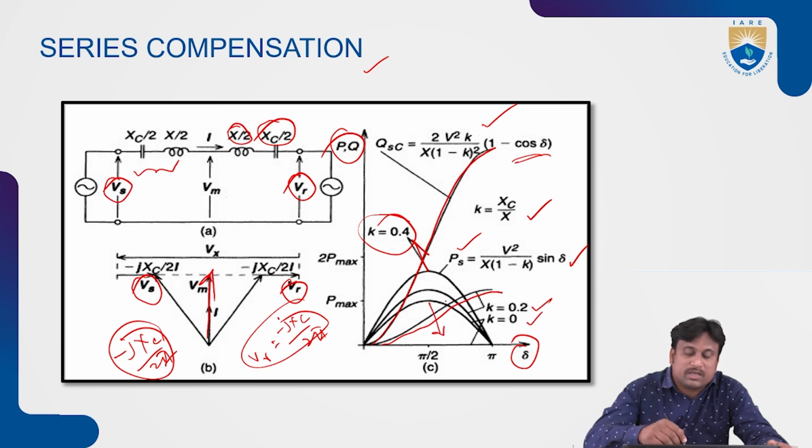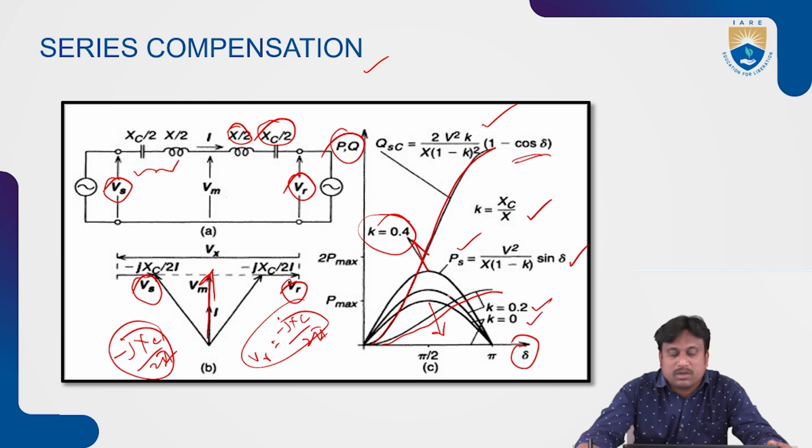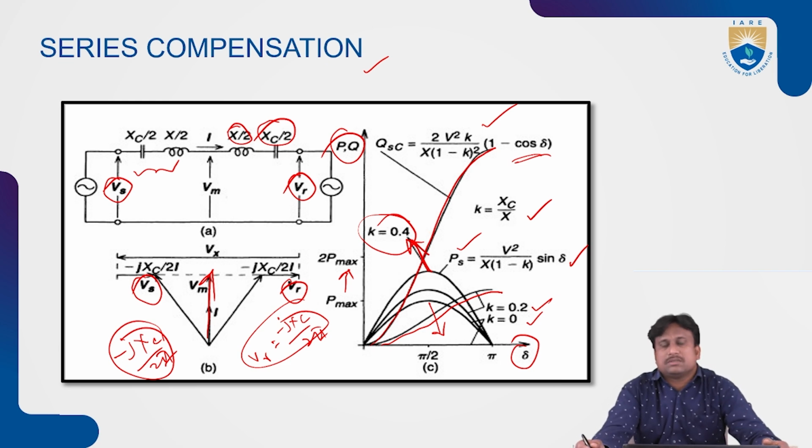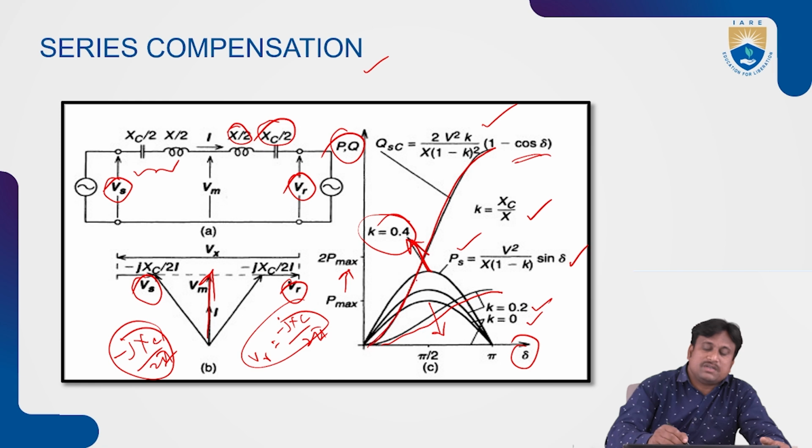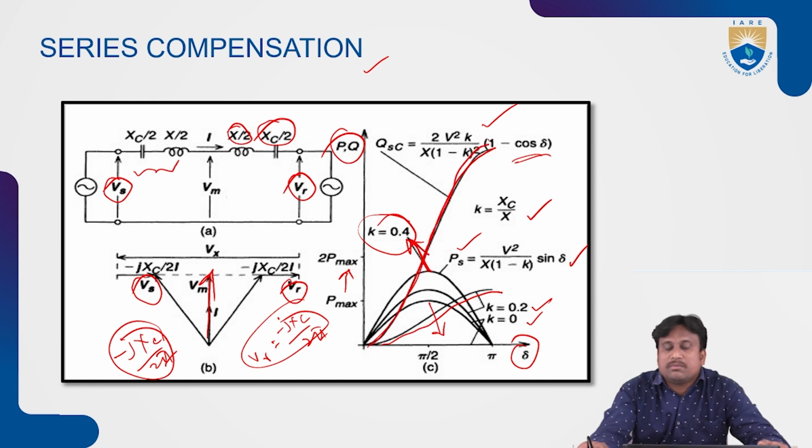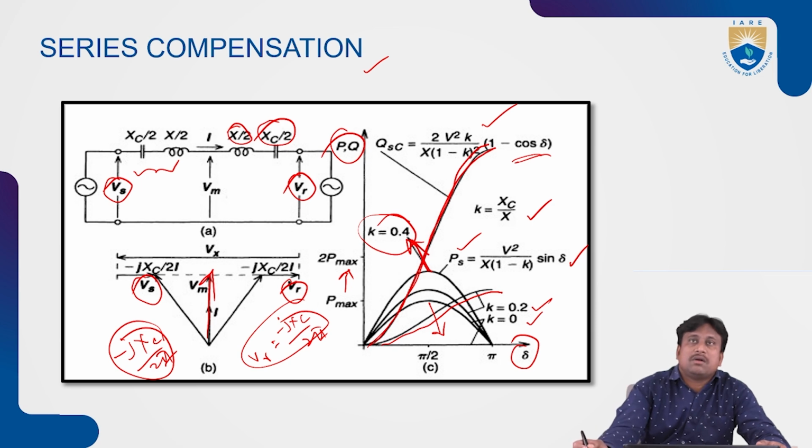This rise is extended to the pi by 2 line with a maximum power consideration. This is achieved when the extent is 2P max. Then we achieve a k value of about 0.4. This happens under the maximum case. And the reactive power coefficient under short circuited condition is 2V square k by x into 1 minus k whole square into 1 minus cos delta.